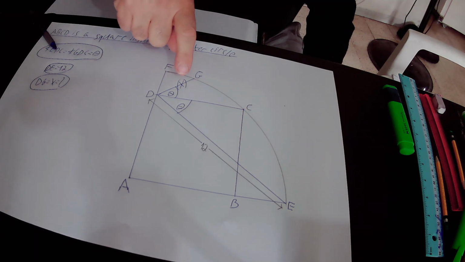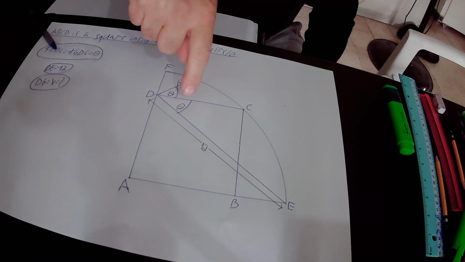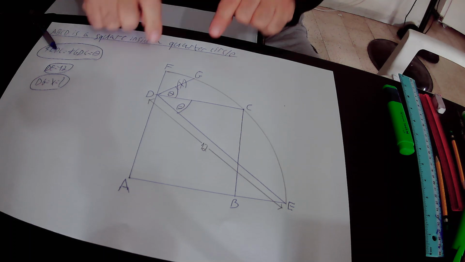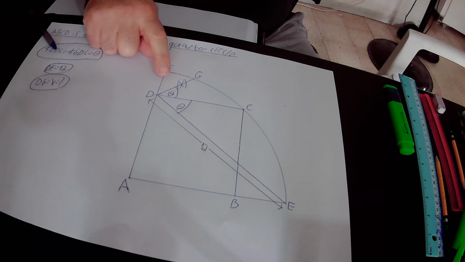This is angle GDC, that is equal to theta. This is angle EDC, that is also equal to theta. And our mission is to find out the length of this line segment DG. Our mission is to find out the length of this line segment GD, that is equal to x. We have to find out the value of x.